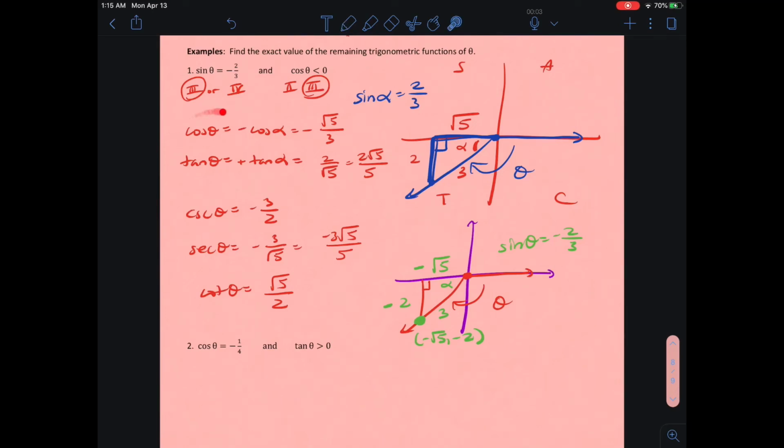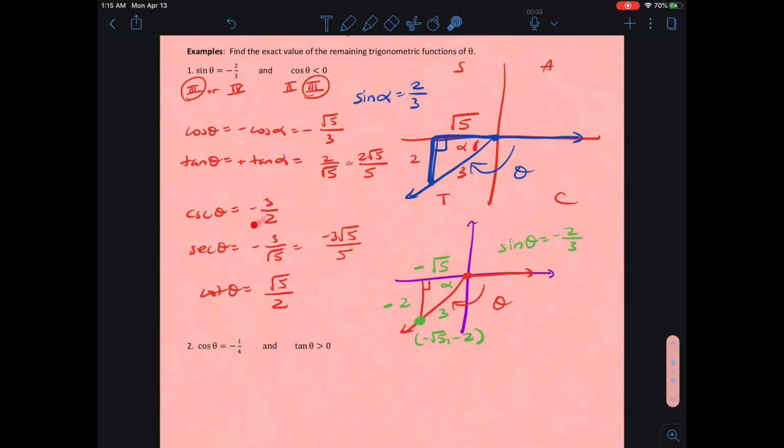So for example, if I want to find cosine of theta, which I did earlier, I can just use a reference angle here, use adjacent over hypotenuse. I'll get negative radical 5 over 3. So I get a negative value, just like we did earlier. If I want to find tangent of theta, I'm going to look at my reference angle here and use opposite over adjacent. Negative divided by negative gives me a positive, and I got a positive answer earlier.